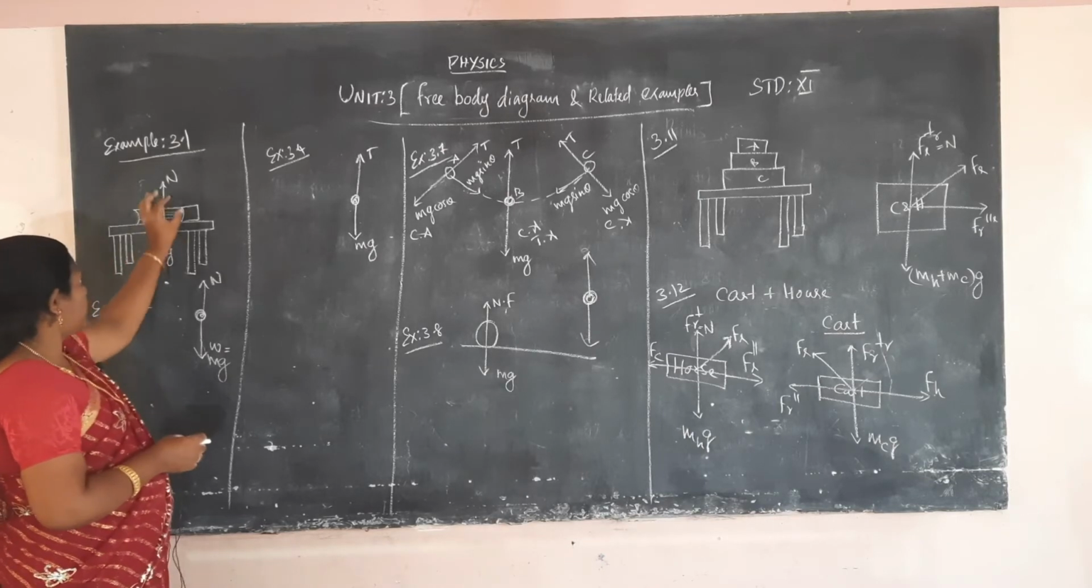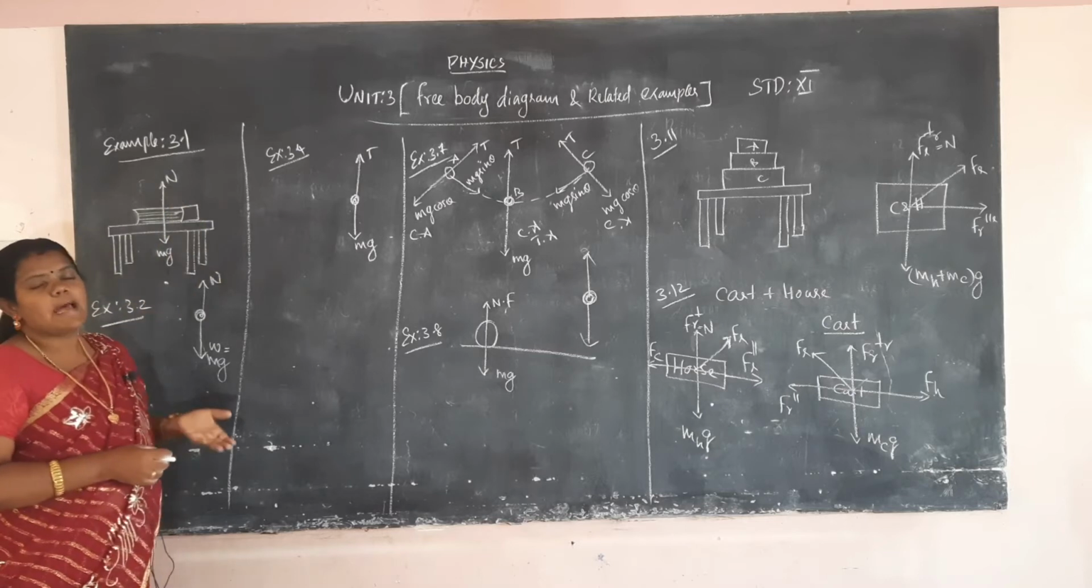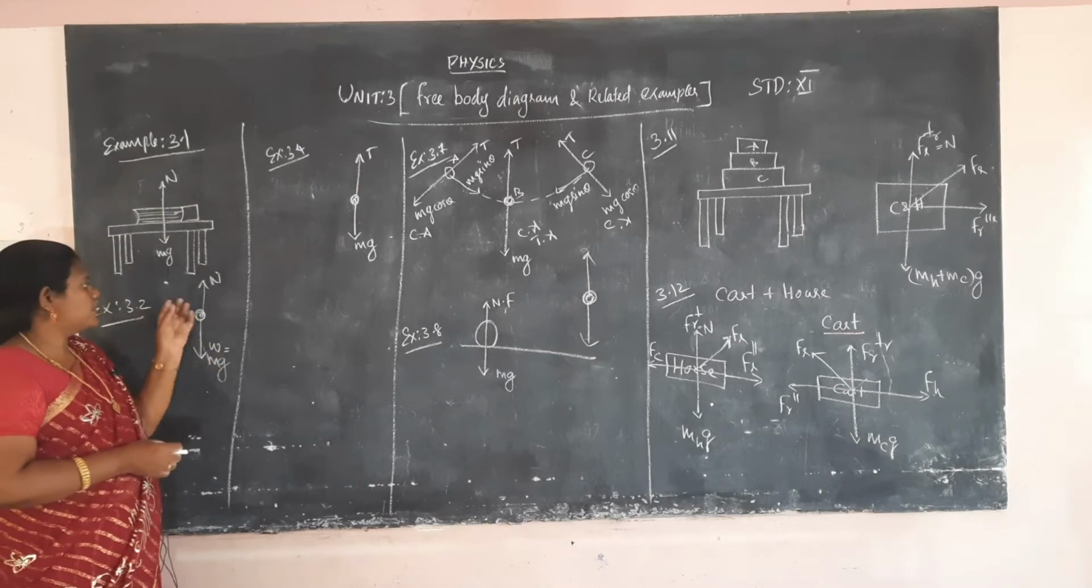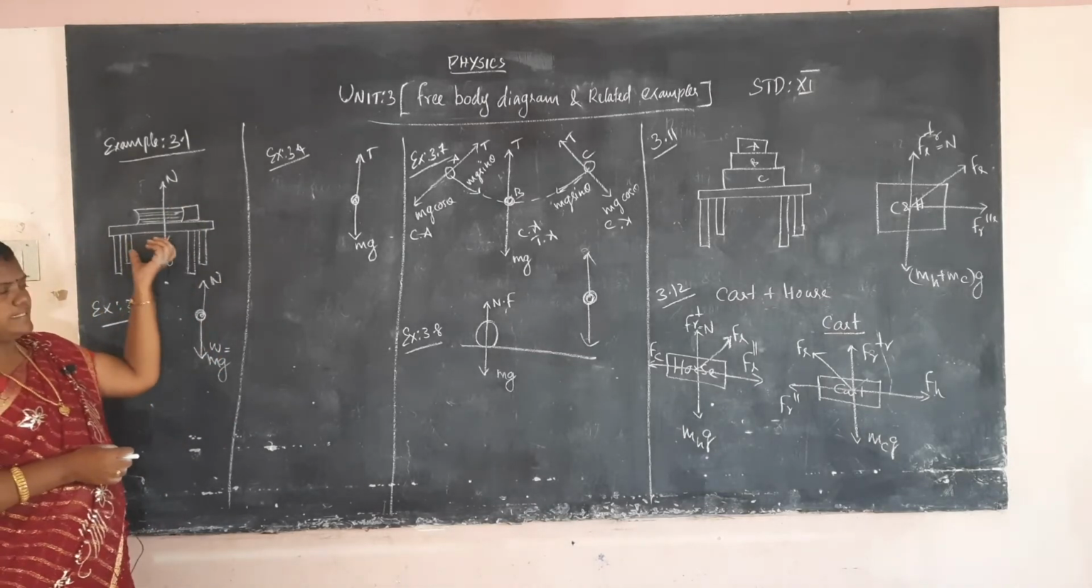So that force will be called the normal force N, which is the upward force. Clear? This is the free body diagram for this example.